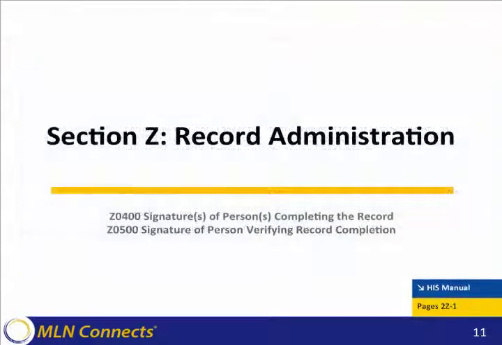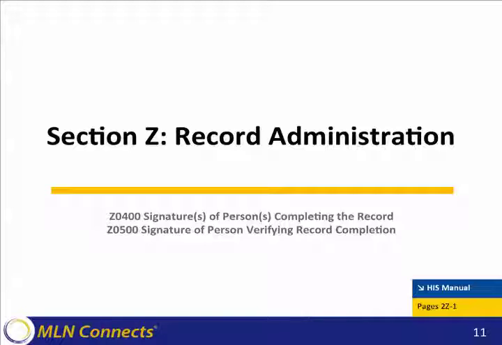The final administrative section that we'll cover is Section Z. There are two items in Section Z, Z0400, signatures of persons completing any area of the record, and Z0500, signature of person verifying record completion. Instructions for completing these items begin on page 2Z-1 of the HIS manual.